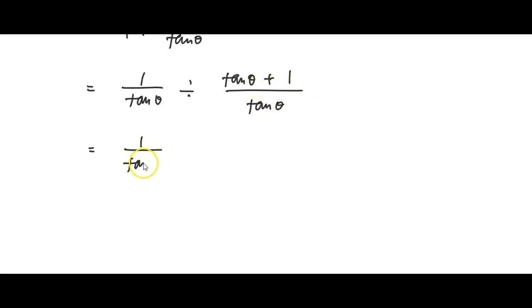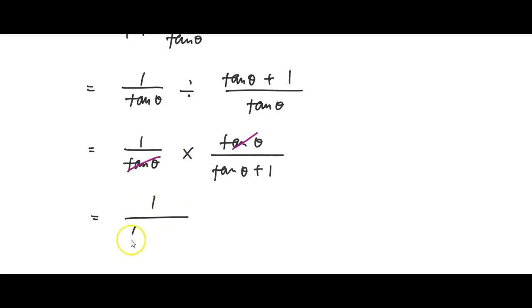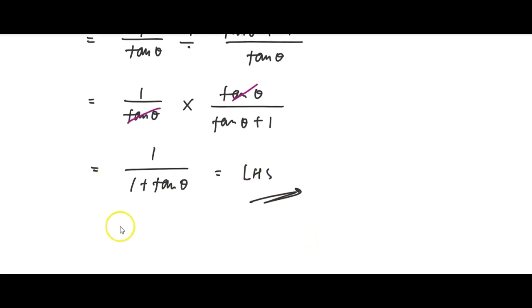So I will try to make it multiplication, and you need to find the reciprocal of this, meaning reverse this. You will have tangent theta over tangent theta plus 1. What can we see here? Tangent theta can be cancelled off. Finally, we have 1 over 1 plus tangent theta. This is equal to your left hand side, and we say that we have proven the identity is true.